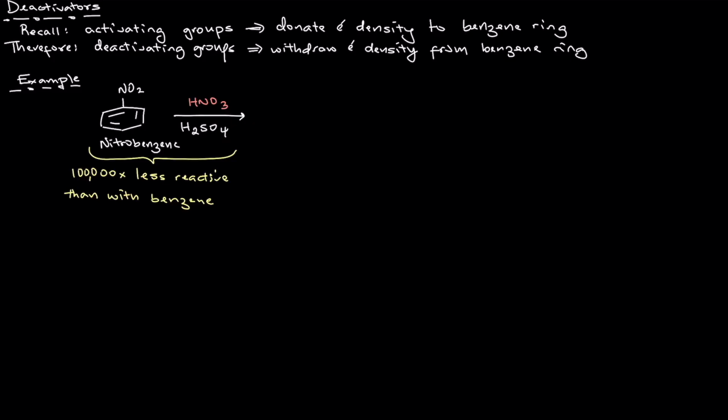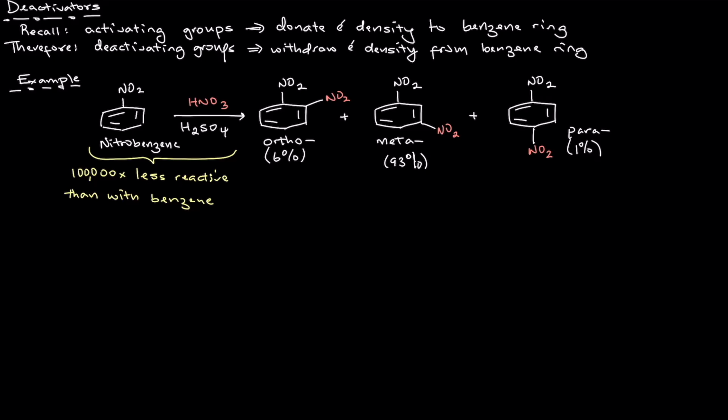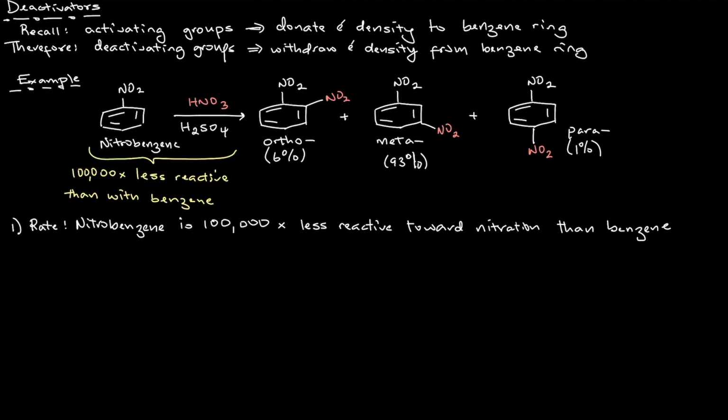It turns out this reaction is actually 100,000 times less reactive towards electrophilic aromatic substitution than the corresponding nitration reaction with benzene. So that's remarkable. In addition, the reaction is very much regioselective, but it's not regioselective towards the ortho or the para products like we've seen in the previous cases with the activators. This time, we actually observe that the selectivity goes towards the meta product as opposed to the ortho or the para products. Okay, so let's first try to explain why the rate is so much slower, so much smaller than with benzene.